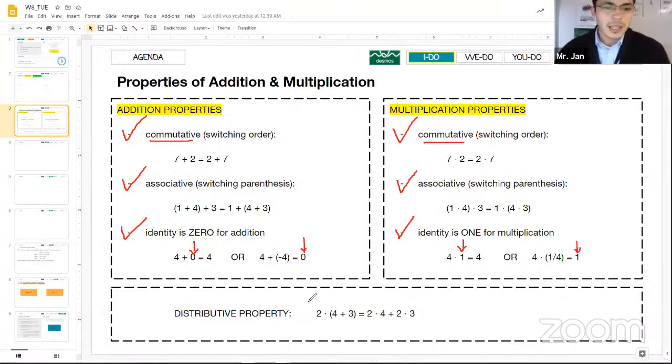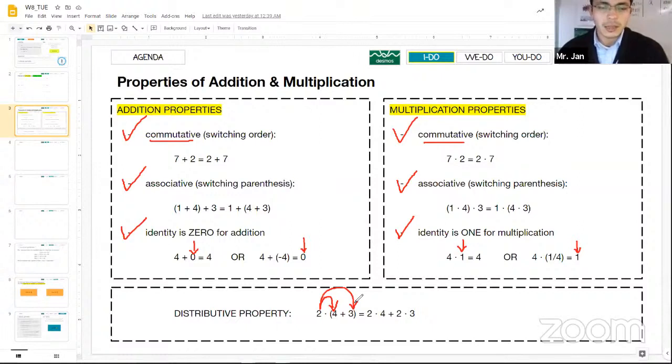The last thing is the distributive property, which we talk about a lot and will talk about later. I gave the basic example in this one. Distributive means multiplying the number outside of the parentheses with every single thing inside of the parentheses. This is the last one.